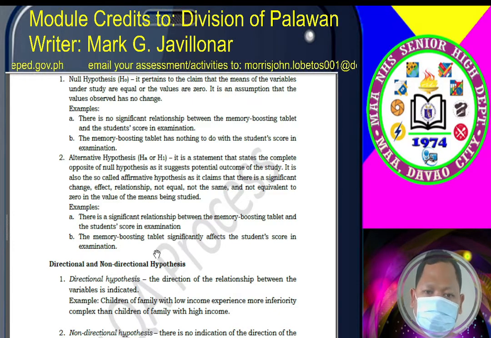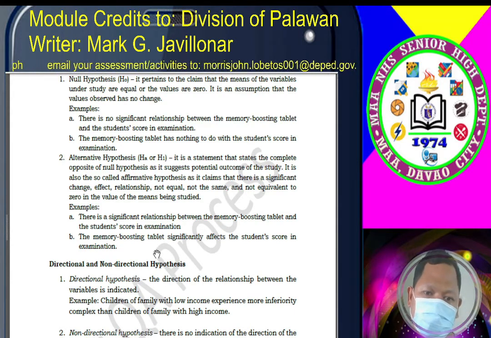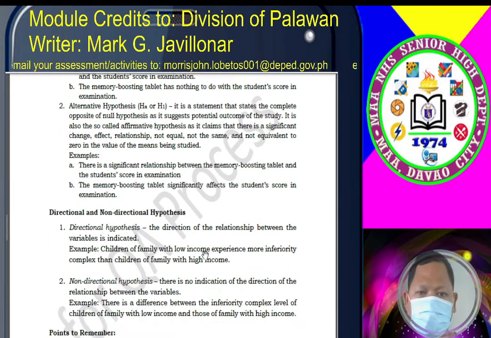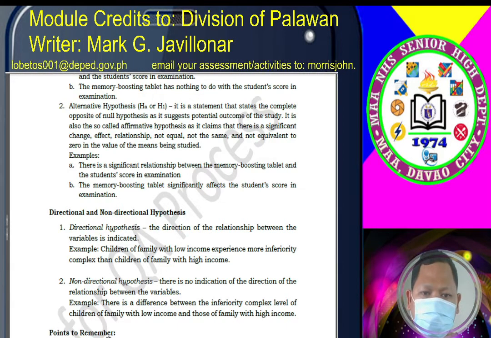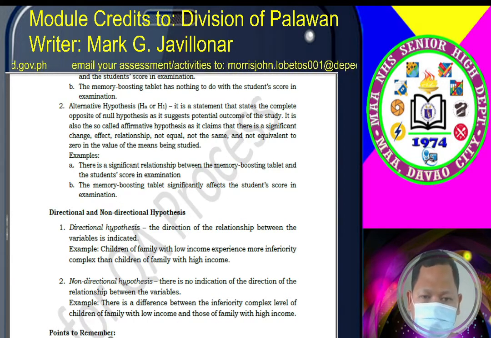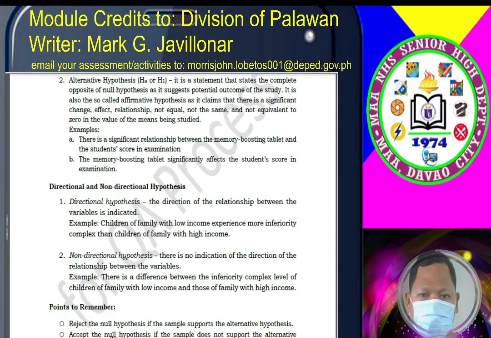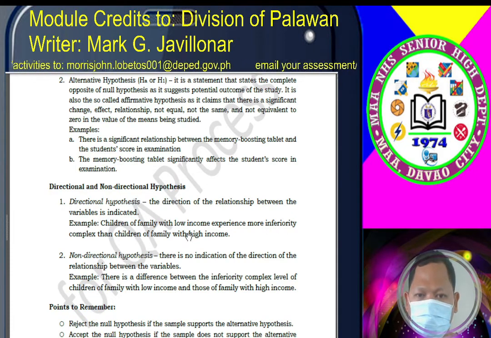Then another, we have directional and non-directional hypothesis. Directional means the direction of the relationship between the variables is indicated. For example, children of families with low income experience more inferiority than children of families with high income. Take note of the words here, it has more, less. It tells you the direction of the relationship of the variables.